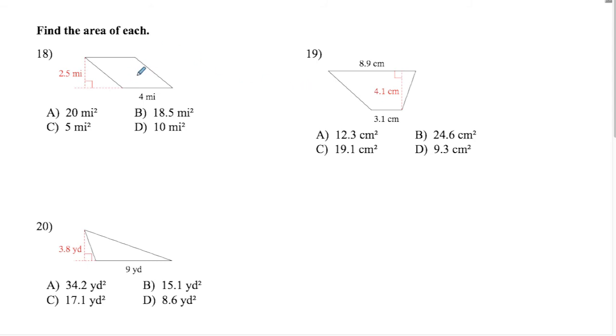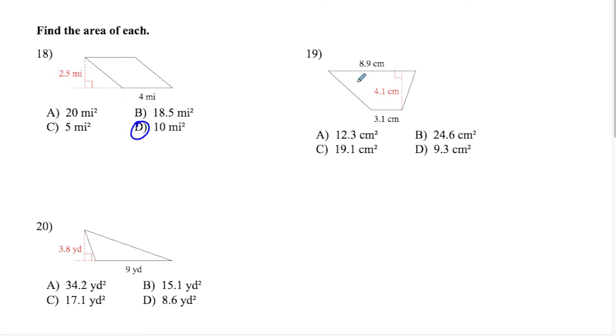So this is a parallelogram. Parallelograms are pretty straightforward. You just do the base times height. So 4 times 2.5. Well, times 4 is the same thing as times 2 times 2. So 2.5 times 2 is 5. Times 2 is 10. So the answer is 10. You just multiply those two together.